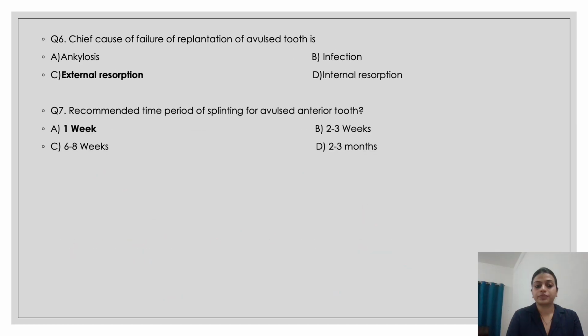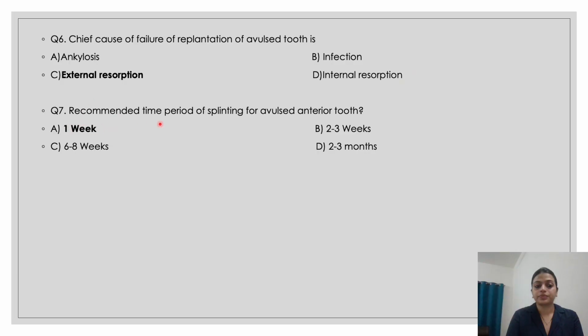Okay. Then two more questions. The chief cause of failure of replantation of the avulsed tooth: ankylosis. This is one of the common complications. Infection, external resorption, internal resorption. Okay, so these are all the complications which might take place, but the most common cause of failure of the treatment is external resorption because that is a pathological resorption, invasive pathological resorption.